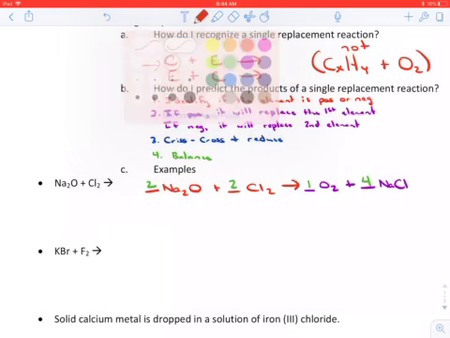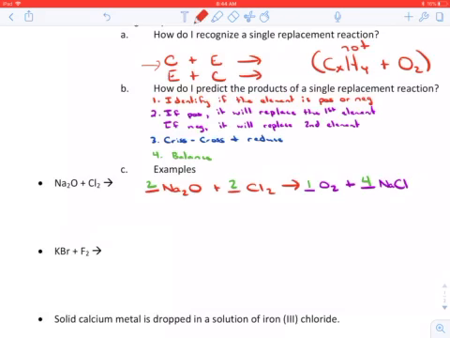All right, on to the next example. This one, we've got KBr. That is not a B. R plus F2, and we've got an arrow. So now we check. Identify if the element is positive or negative. So we look at F, and we see that F, when it's in a compound, it's -1.